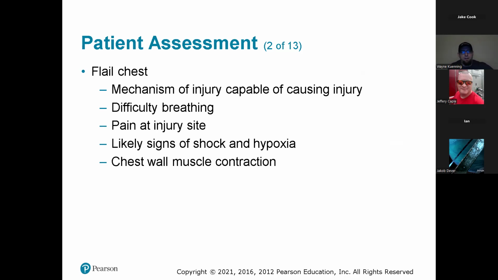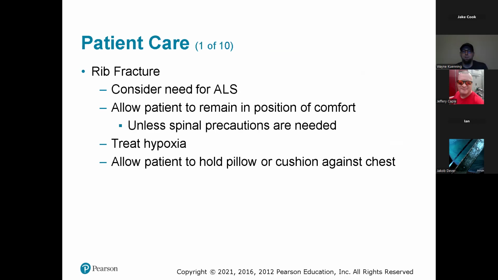Flail chest typically takes a large mechanism of injury: unrestrained driver, motorcycle accident, auto pedestrian, a significant fall. Those are all a high index of suspicion for a flail segment until proven otherwise. Difficulty breathing, pain at the injury site, they're likely going to be hypotensive, tachycardic, and hypoxic because they're not breathing well. And then observe their chest wall. That paradoxical motion, once you see it, you'll never forget it.